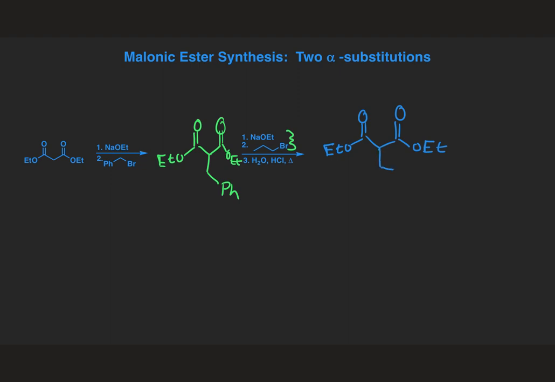So we had the benzyl group attached, and now we're going to add a propyl group. So that's 1, 2, 3 carbons. And then in the final step, we're going to decarboxylate, and that's essentially going to be losing this part. And of course, these acidic conditions are going to cleave that to an OH.